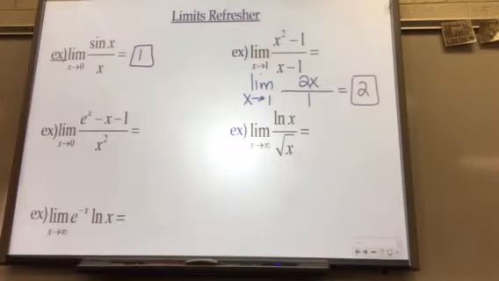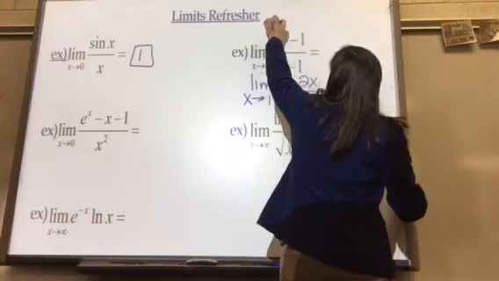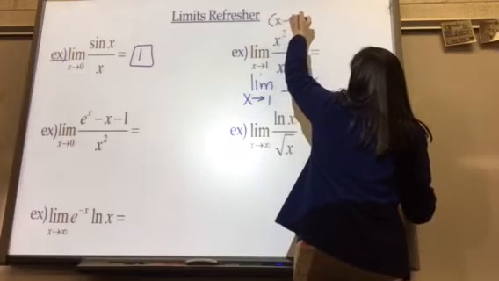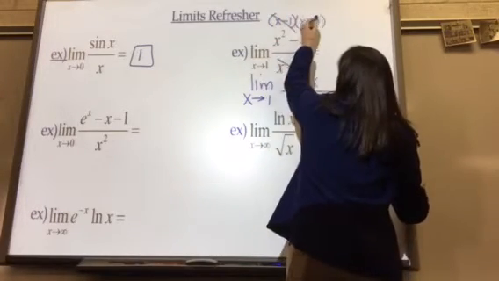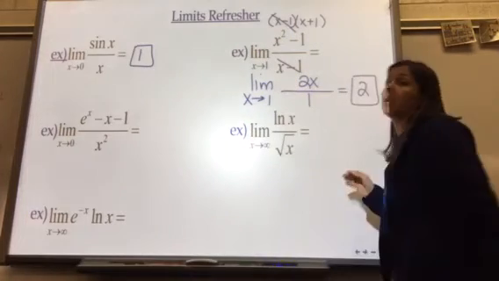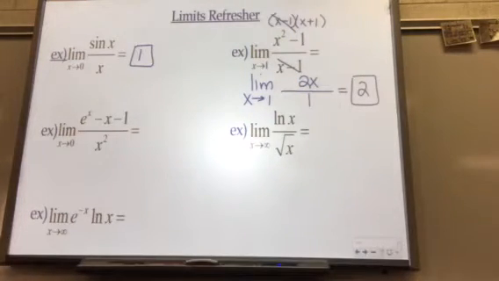Okay. Can we agree that I can do L'Hopital's rule? I can derive top, derive bottom, plug and chug, and get 2. Yep. Or we used to be able to factor. This was x minus 1, x plus 1. And we cancel, and we're left with that. So when we plug in, we get 2. Either or, it doesn't matter.